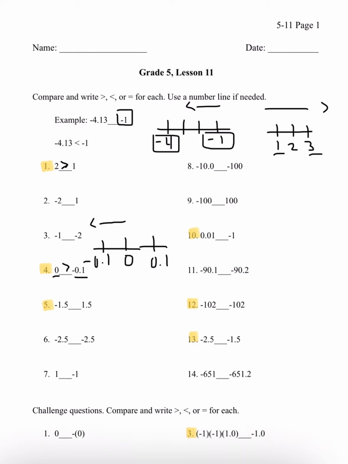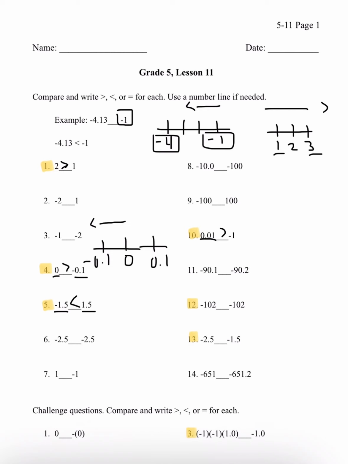Number 5, negative 1.5 and 1.5. So we know a positive is always greater than a negative. If you didn't, now you know. A positive number is always greater than a negative number. So this one, negative 1.5, is less than 1.5. Number 10, 0.01 and negative 1. No matter how small the positive number is, a positive is always bigger than a negative number. So for 10, 0.01 is greater than negative 1.